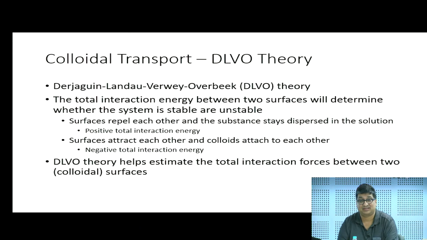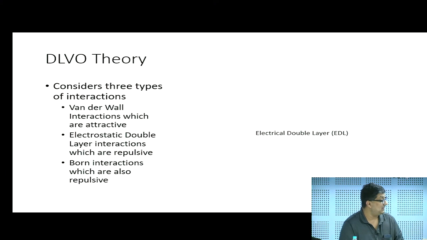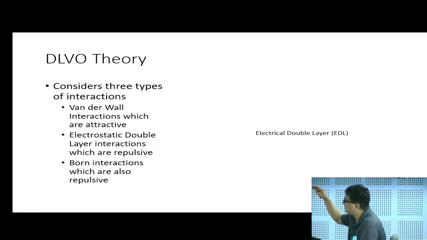So a lot of work on colloids came out of the food industry, because they wanted to make canned foods, put them on shelves and sell them, and they wanted to know how long it would take for a colloid to go from being a stable suspension to an unstable suspension. The DLVO theory helps us do that. What the DLVO theory basically does is take care of three types of interactions. The first are the van der Waals forces, which are attractive. The London van der Waals forces represent the attraction that's taking place.